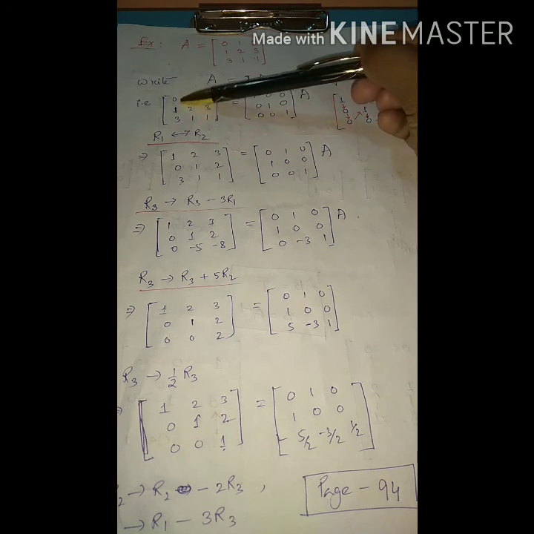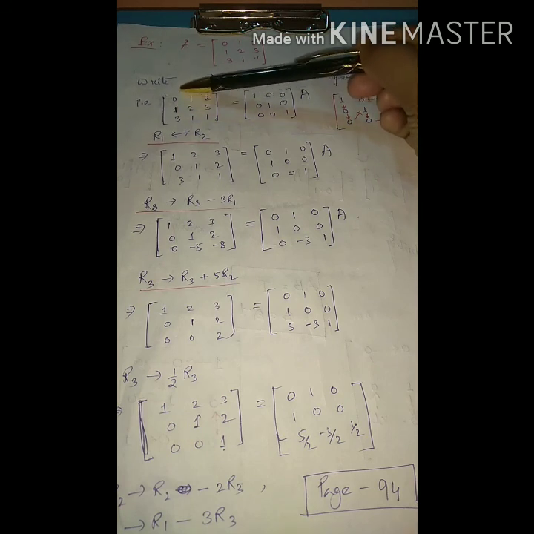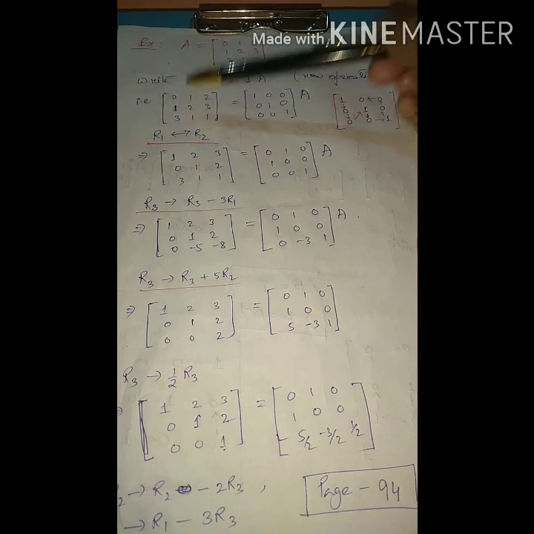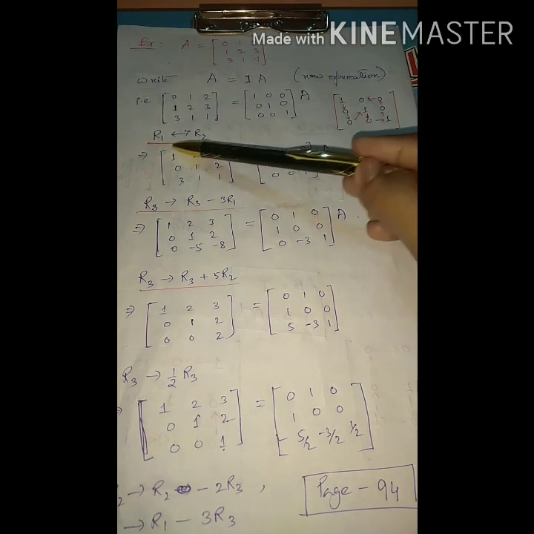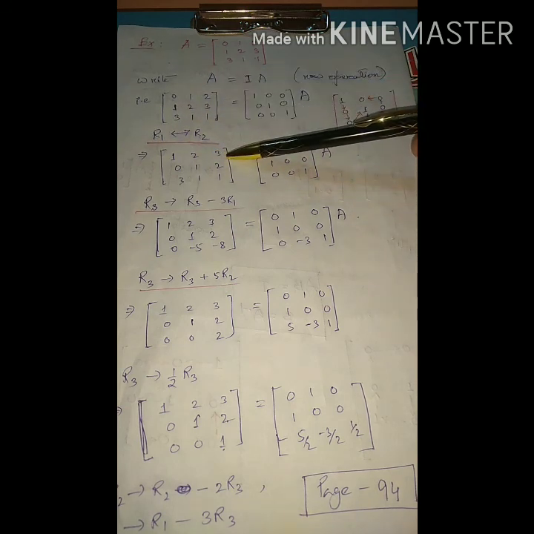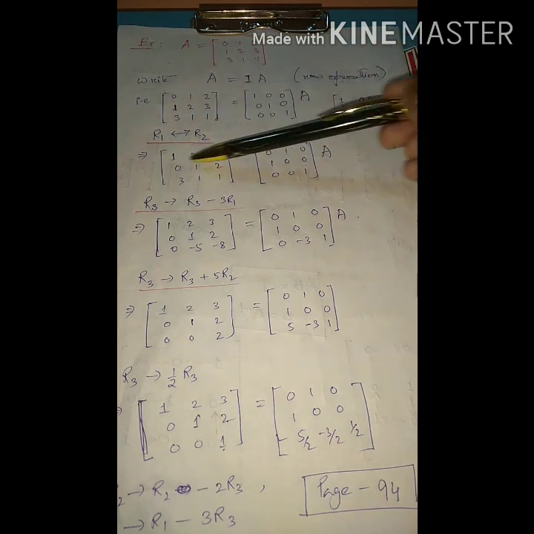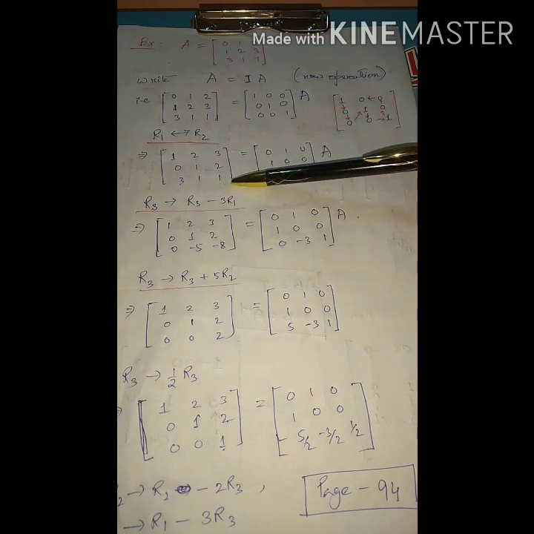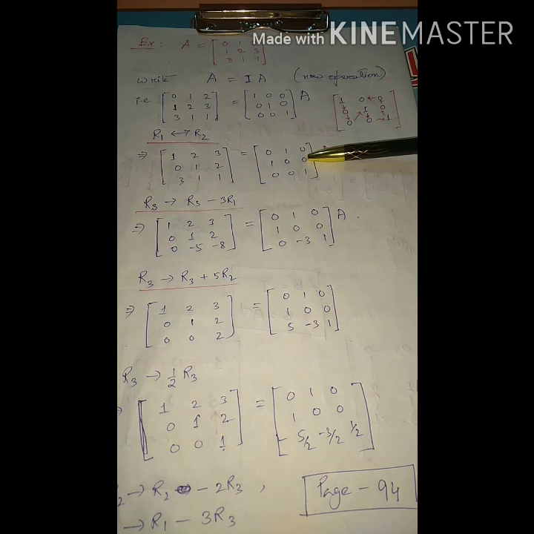In elementary operation we can interchange two rows, so we have to interchange these two. If you interchange these two, in place of R1 we write R2, and in place of R2 we write R1. That's why it is written R1 interchange R2. So the second row 1 2 3 we write in the first place, and the first row in the second place, and the third one remains the same. Is it clear? The same thing we have to apply here also.